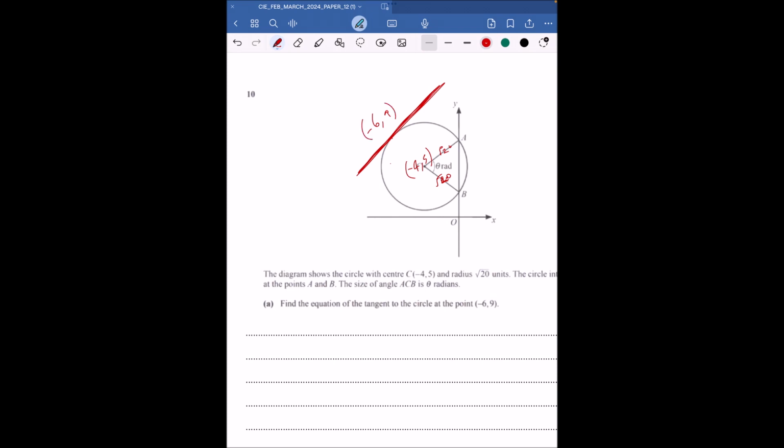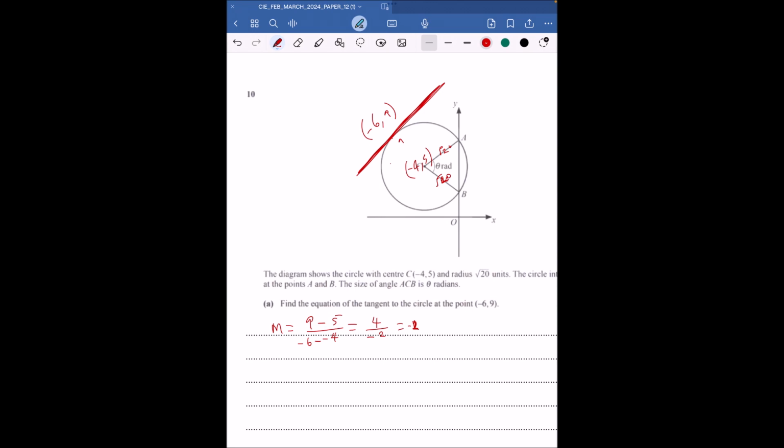Okay. So we need to find the gradient first. Then we do y equal to mx plus c. So that's easy. The gradient will be 9 minus 5 over minus 6 minus minus 4. So that's 4 over minus 2. So this is minus 2. So that's the gradient, let's call this m. This is the gradient of line, or let's call this p.